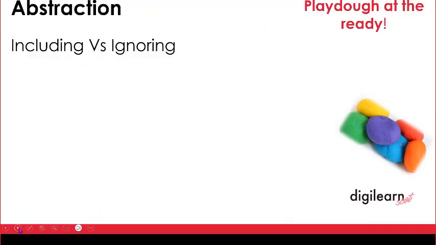Okay, so our next activity, this time we're going to be looking at the concept of abstraction. So this is all about including and ignoring information. And this is the activity that will come in handy if you've got some Play-Doh or some blue tack or some plasticine, or something that you can mould.